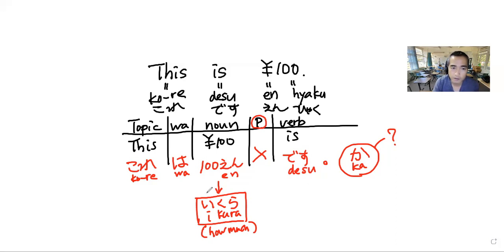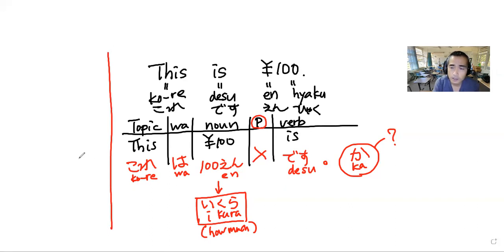Today we focus on price-related expressions. How much is this? You can say これはいくらですか? Then the answer would be, if it's 100 yen, これは100円です。But in a real setting, if you don't understand what the Japanese person said, because Japanese native speakers speak very fast for non-native speakers, let's add some useful phrases.